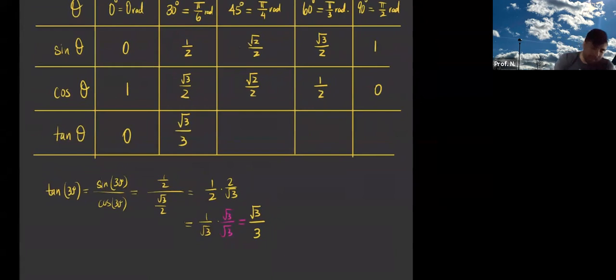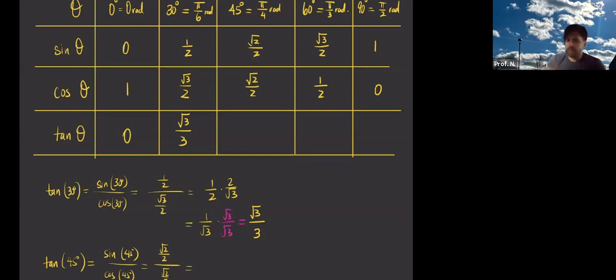What's tangent of 45 degrees? It's the same idea, right? Sine of 45 degrees divided by cosine of 45 degrees. Sine of 45 degrees is rad 2 over 2. Cosine of 45 degrees is rad 2 over 2. But rad 2 over 2 divided by rad 2 over 2, anything divided by itself would be 1. So tangent of 45 degrees, tangent of pi over 4, is 1.